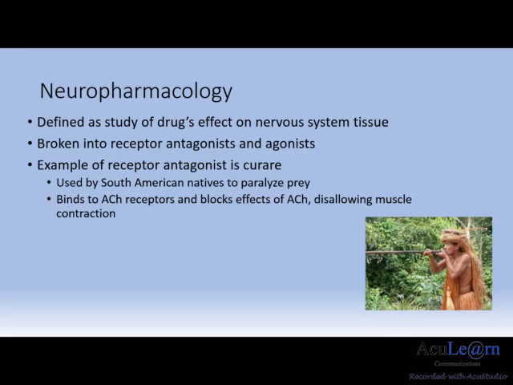An example of a receptor antagonist is curare. Curare is a poison applied at the tip of arrows and darts by South American natives to paralyze prey. Curare acts by binding to acetylcholine receptors on skeletal muscle and antagonizes the effects of the acetylcholine, thus preventing muscle contraction.